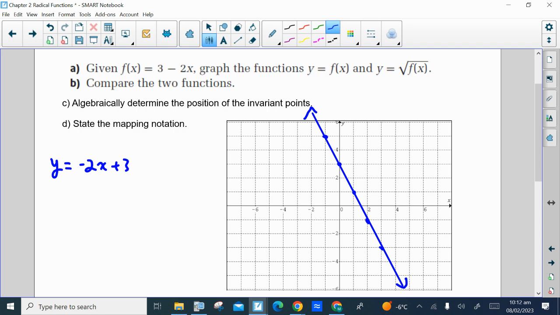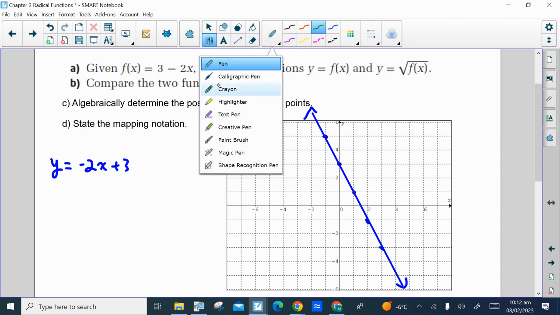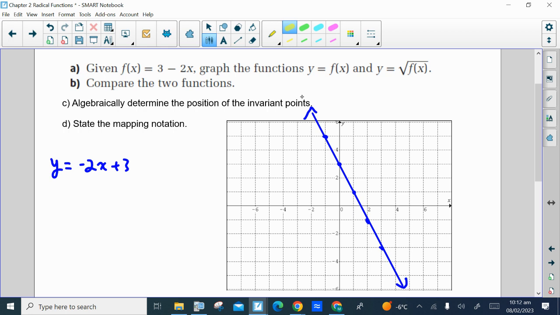Now, if we want to graph the square root of that function, as we saw, we would take the square root of the y values. We also said that that function would only be valid when f at x is greater than or equal to 0. So if I highlight the portion of the graph that would not be used for the second part of this, the square root function, it would be that portion there.